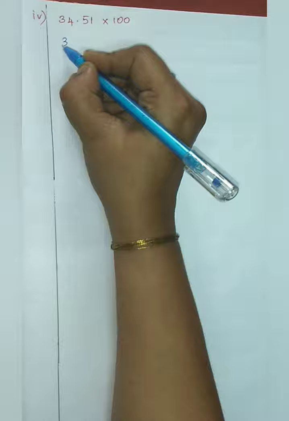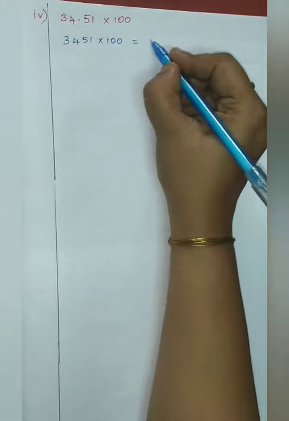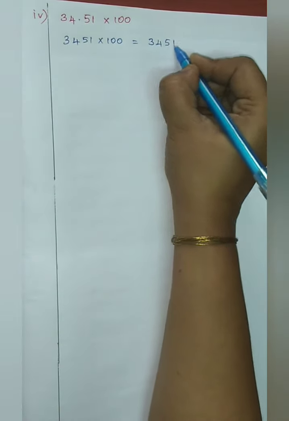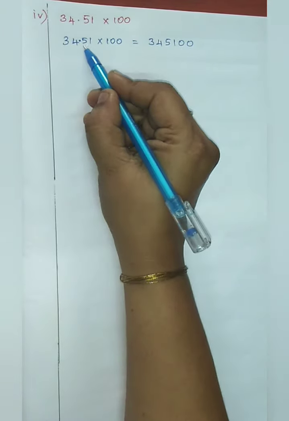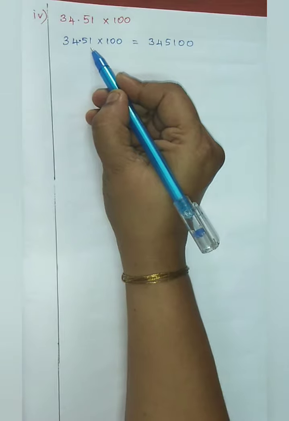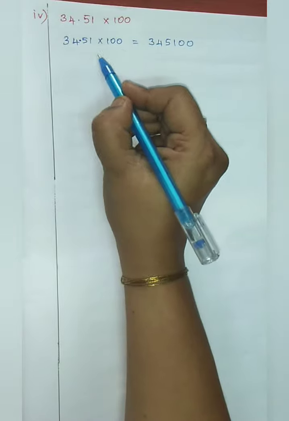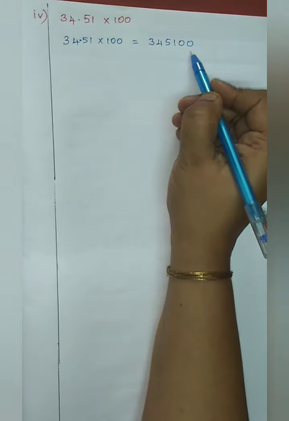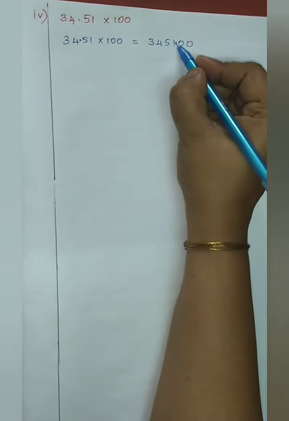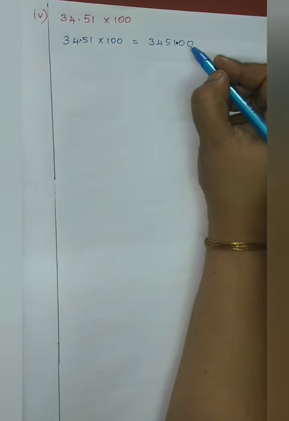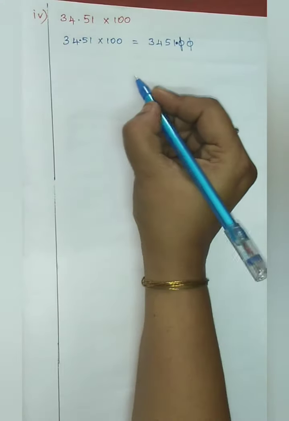Write the first number without the decimal point. Multiply by 100. You know that when you multiply any number by 100, that number will be followed by 2 zeros. Now place the decimal point. How many decimal places we have in the first decimal number? 2 decimal places. And the next number is a whole number. So in the answer, you must have 2 decimal places. So where to keep the decimal point? Leave 2 digits from right side and keep the decimal point. Since only zeros are there after the decimal point, it has no value.